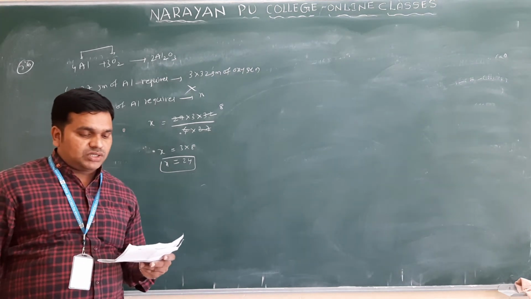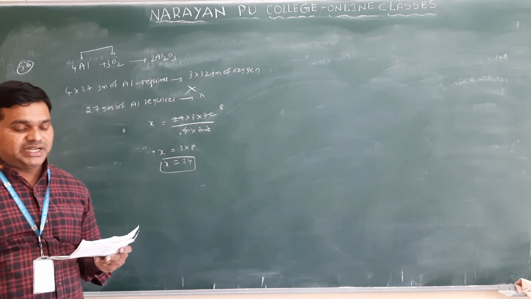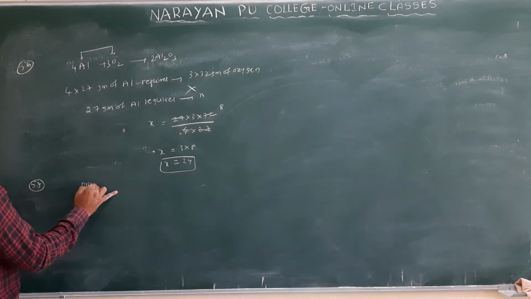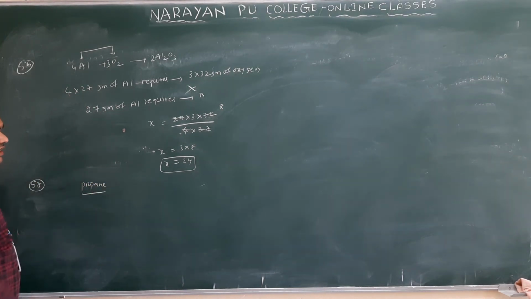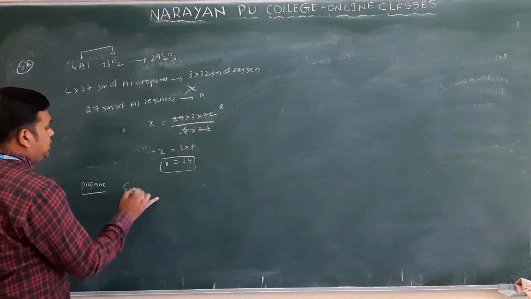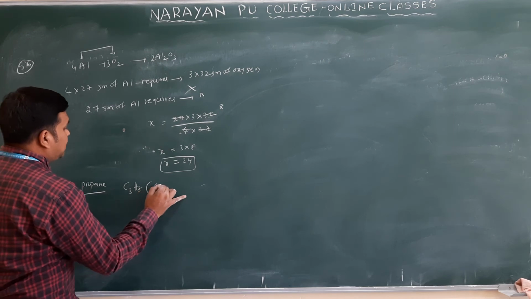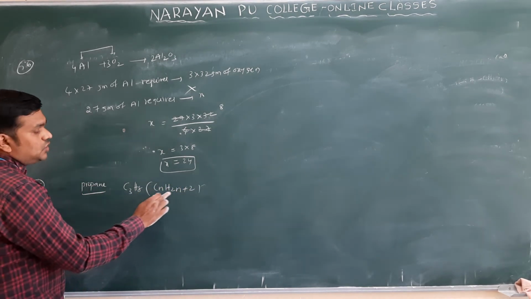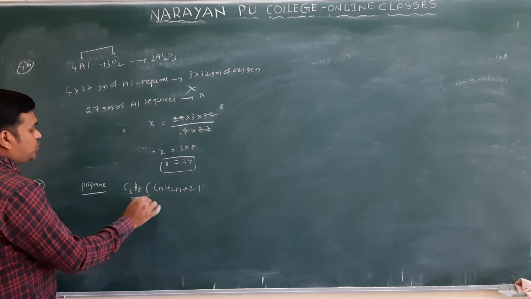The volume of oxygen required for the complete combustion of 20 liters of propane. Propane is an alkane only. So propane has how many carbons? 3 carbons only. So I will write here C3H8, from the general formula CnH2n+2: 2 into 3 is 6, plus 2 is 8. This is propane only.